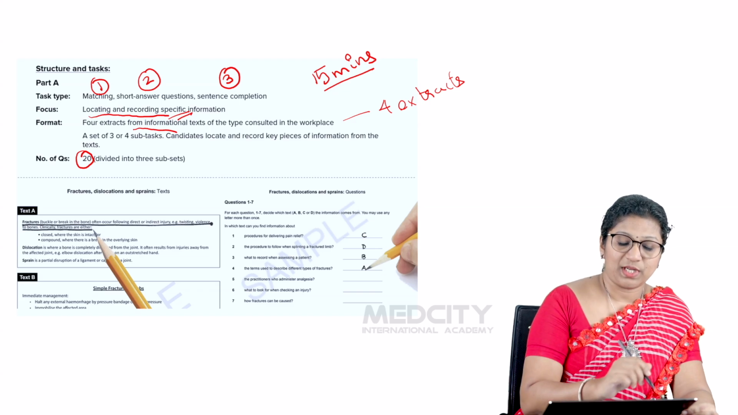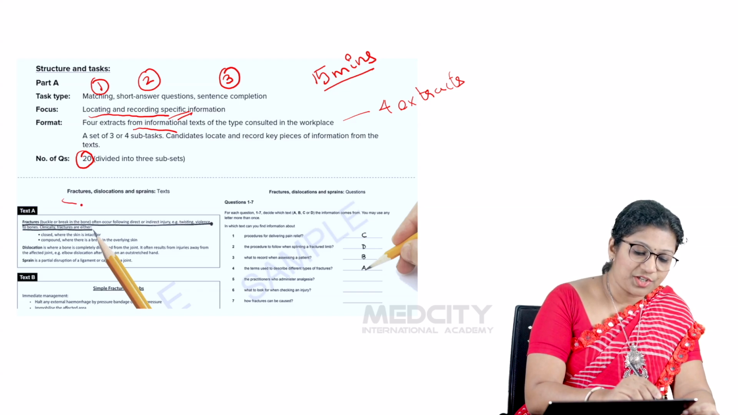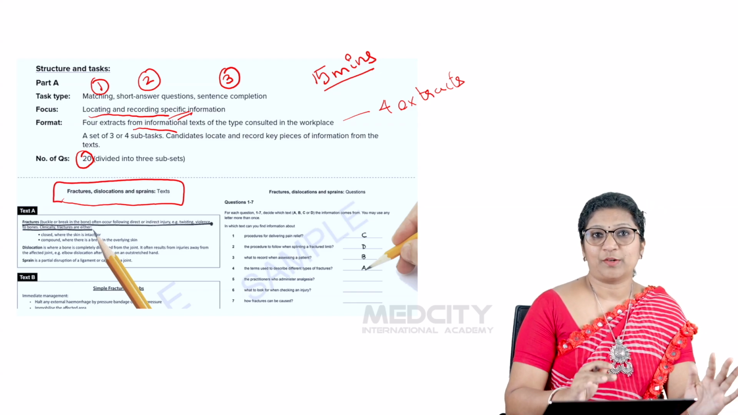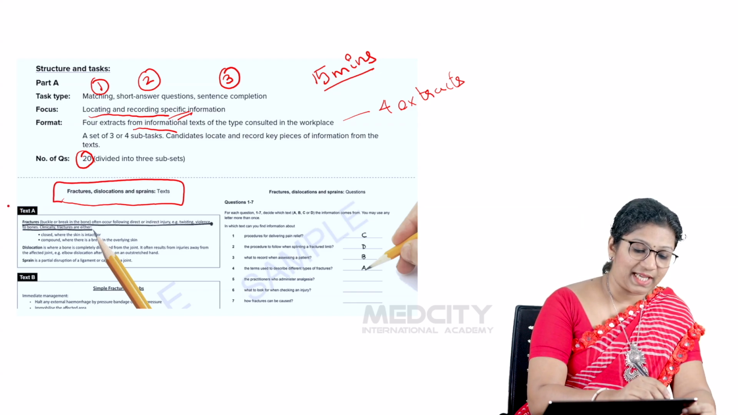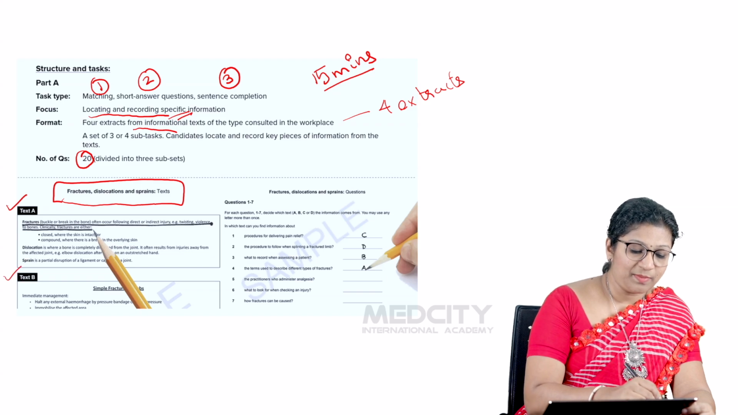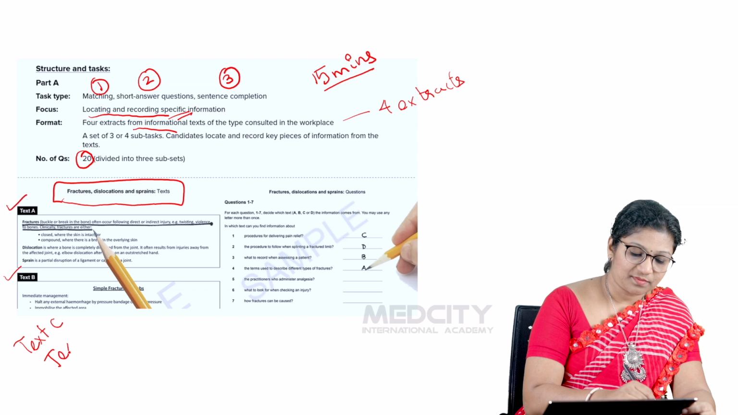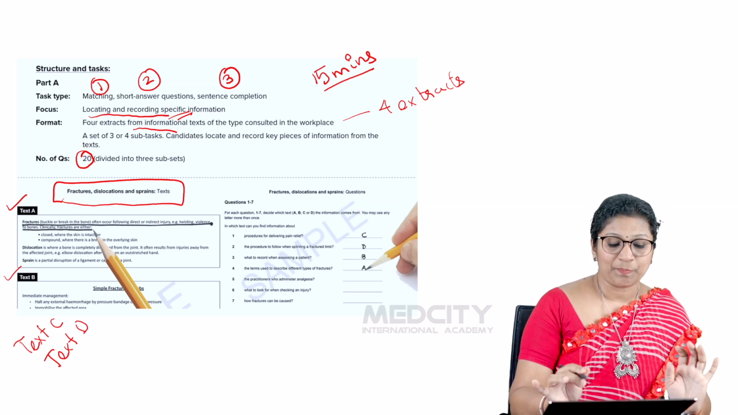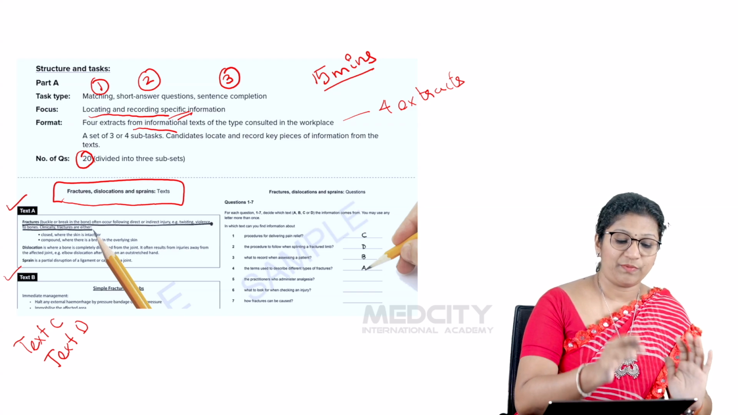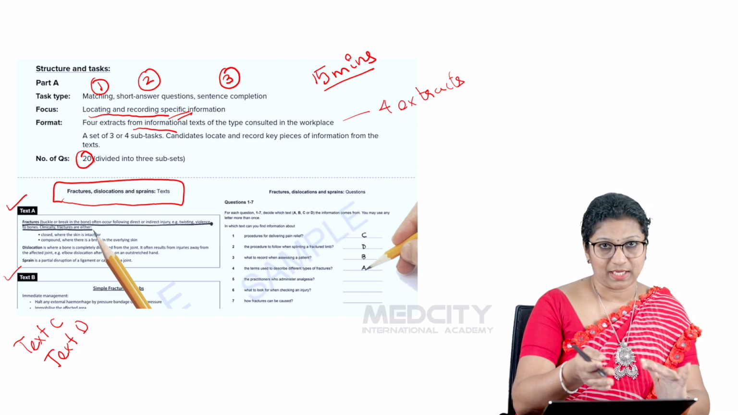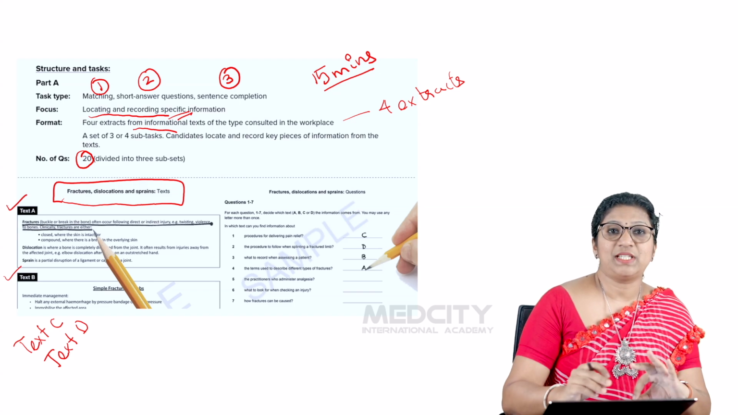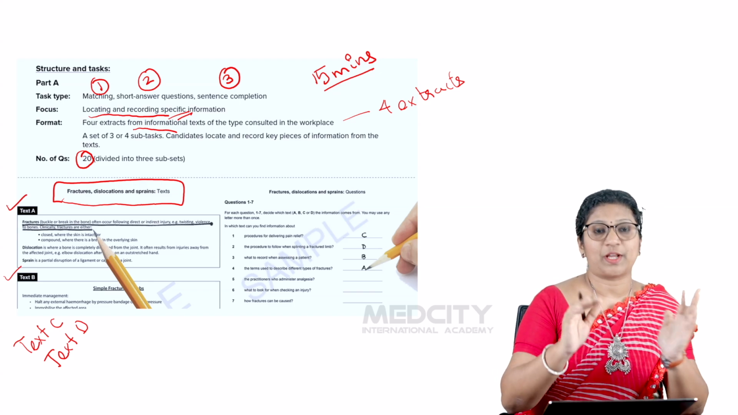For example, what you can see on screen, it says fractures, dislocations and sprains. So this is the main topic of the text. We have text A, text B, similarly text C and text D. So we'll have 4 texts named A, B, C, D based on the same topic, which is fractures, dislocations and sprains, or any other medical topic for that matter. But each of these texts would focus on a different aspect of that main topic.